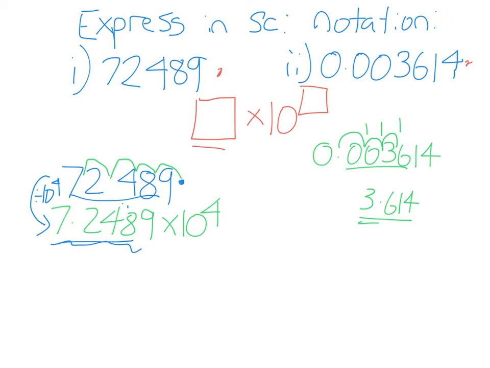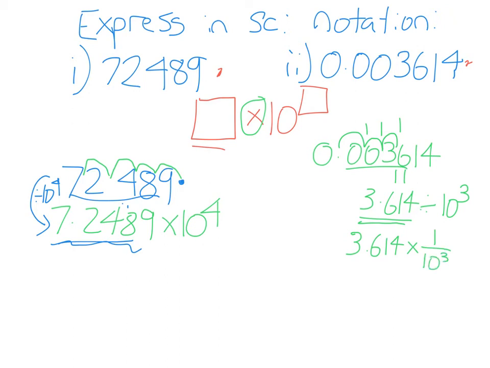So this number here, because it's been times by 10 to the power of 3, if I want it to be equal to this number here, I need to divide by 10 to the power of 3. The thing is, scientific notation has to have a times. So dividing by 10 to the power of 3, which is 1,000, is the same as timesing by 1 over 10 to the power of 3.